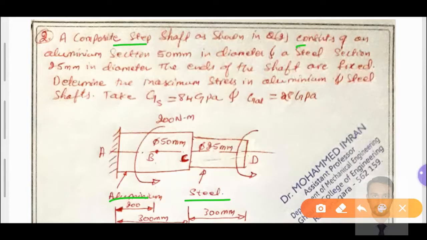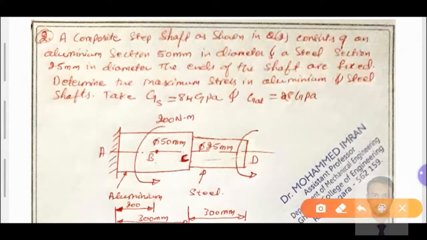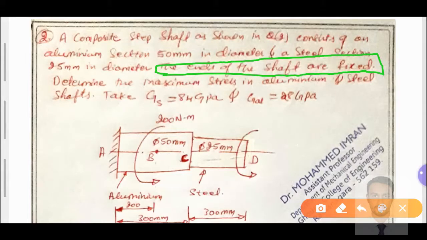Then it consists of an aluminium section, 50 in diameter, and a steel section, 25 in diameter. The ends of the shaft are fixed. This is a very important sentence. All of you remember it. We'll solve the problem: the ends of the shaft are fixed.